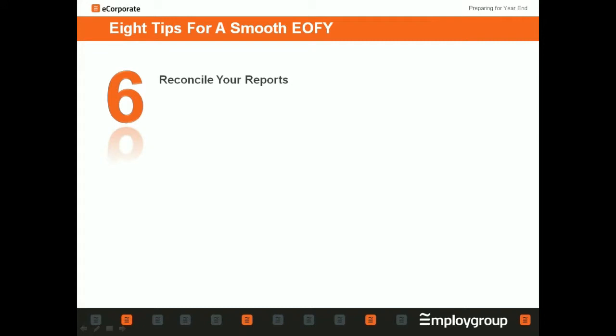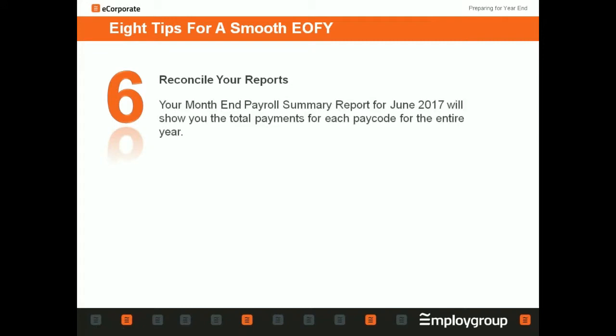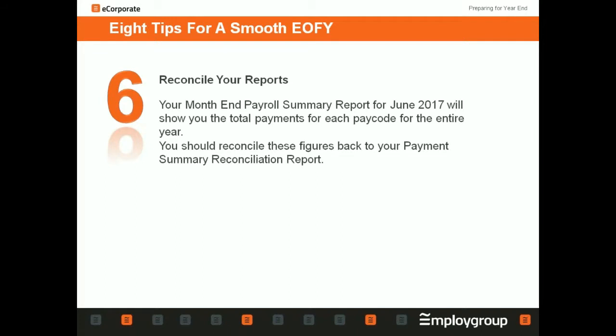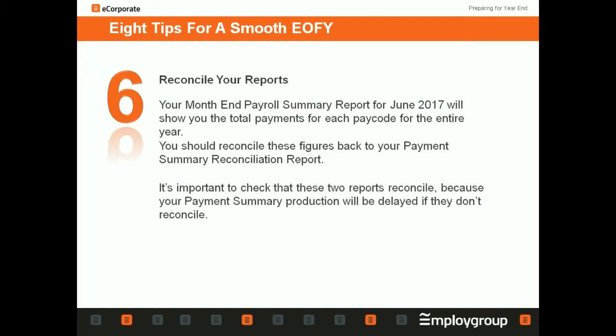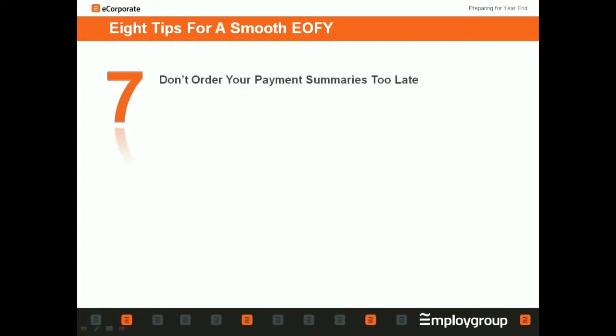Tip number 6, reconcile your reports. Your month-end payroll summary report for June 2017 will show you the total payments for each pay code for the entire year. You should reconcile those figures back to your payment summary reconciliation report, and it's important to check that those reports are reconciled because your payment summary production will be delayed if they don't.